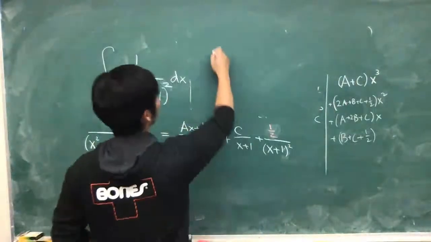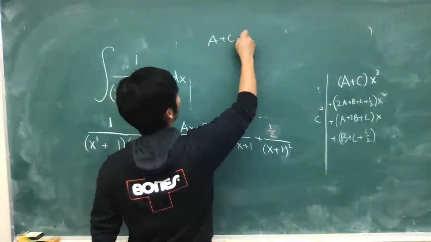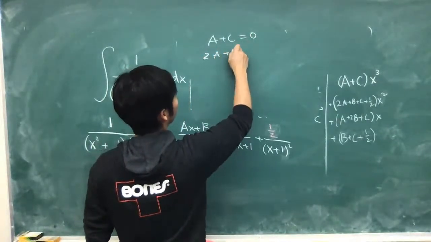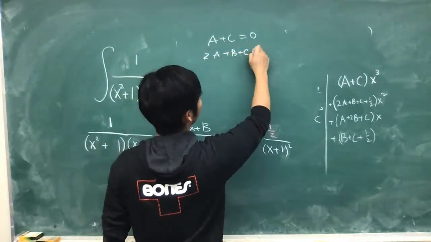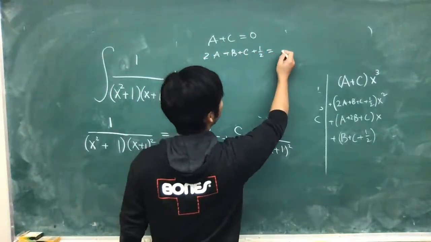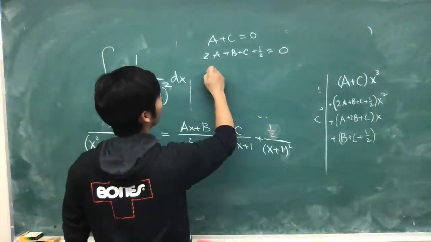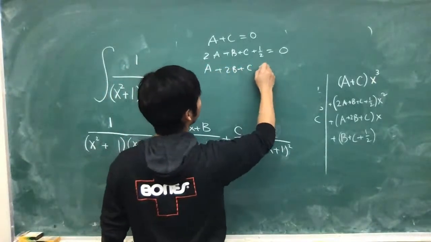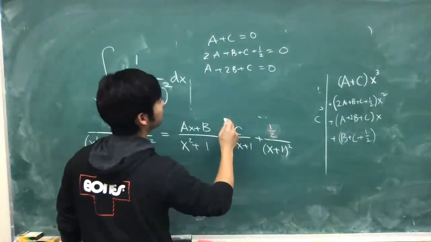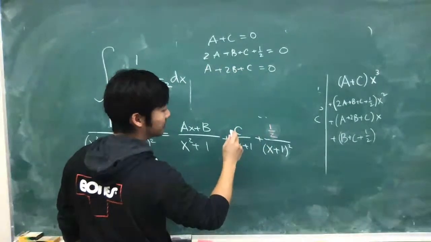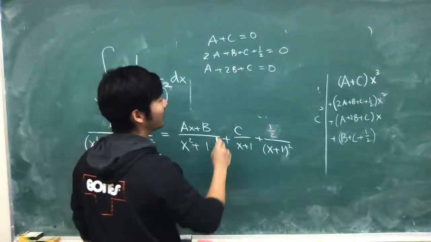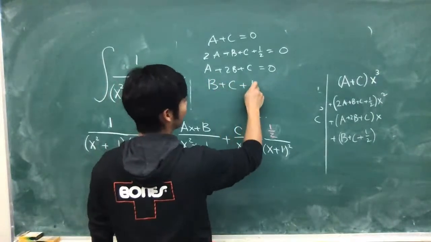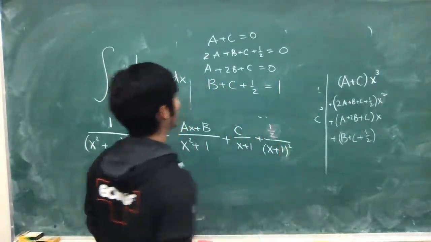So we're going to get a plus c equals 0, 2a plus b plus c plus 1/2 is equal to 0, and a plus 2b plus c is equal to 0, and b plus c plus 1/2 is equal to 1.